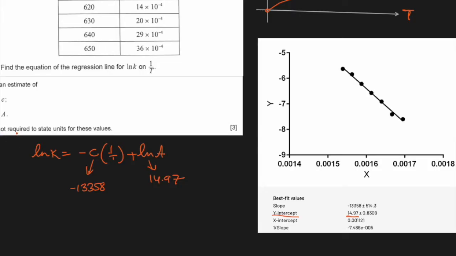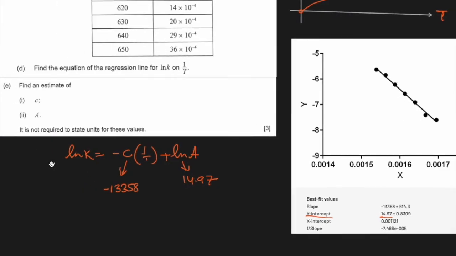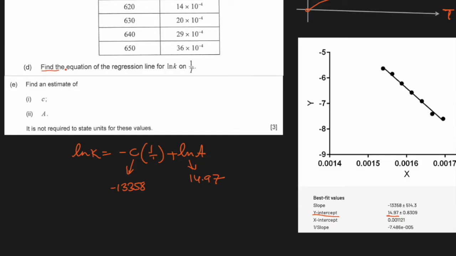Now if we go to the next question, the question was find the equation of regression, and now we can write equation of regression ln k on 1 over t. So ln k equal to minus 13358 1 over t plus, what is that? 14.97. This is the equation.